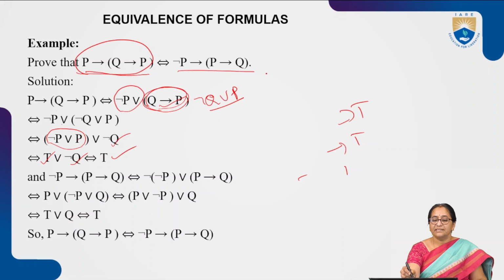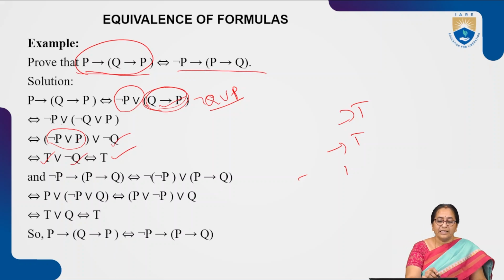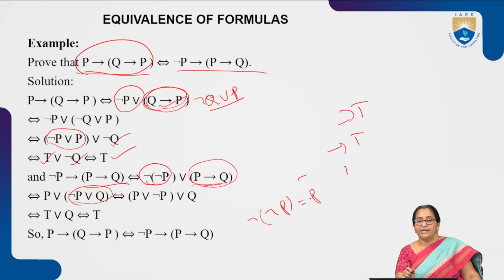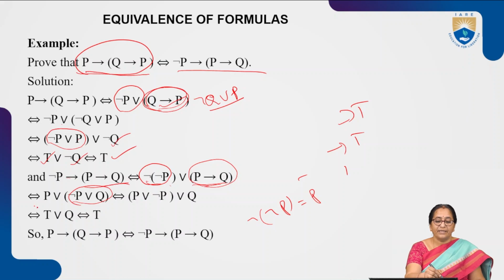Coming to the right hand side, this is the negation of P to Q. Its value is P to Q. This is negation of negation P, and P to Q value is again negation of P to Q. Negation of negation P value is P. Yes, negation of negation P is P. We know it based on the equivalence formulas which we have learned. Just we are keeping it as P.